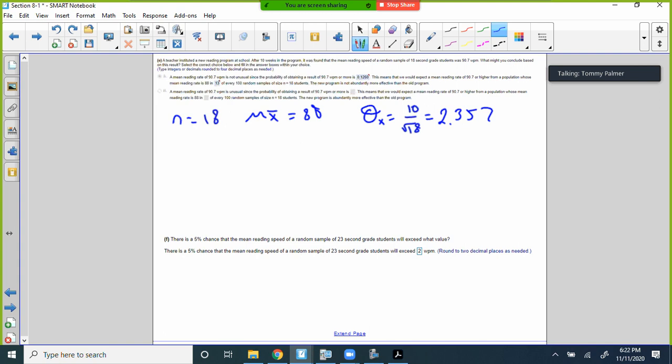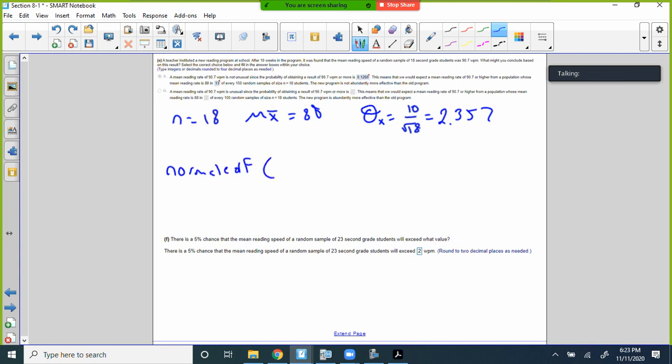Because we want to know that a random sample of 18 second grade students was 90.7, right? What might you conclude about this? Is it greater? What is it, right? And you either got A or B. A mean reading rate of 90.7 is not unusual, or it is unusual, but since the probability of obtaining a result of 90.7 words per minute or more, we're looking at a lower limit of, guess what?